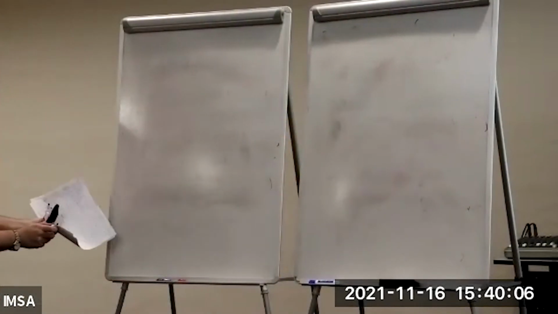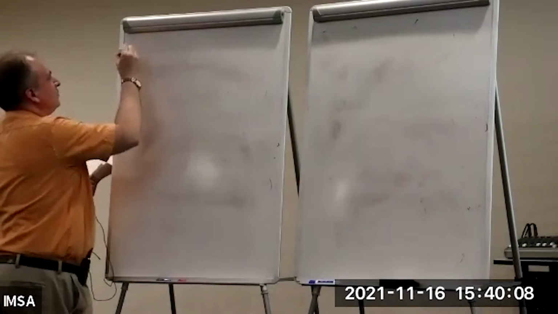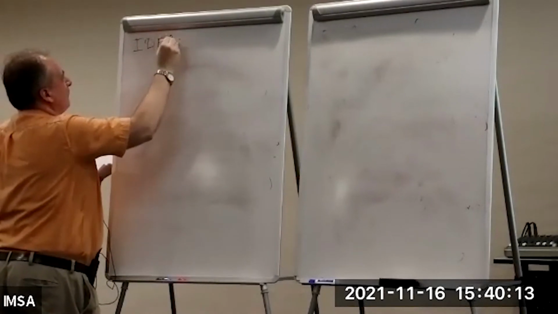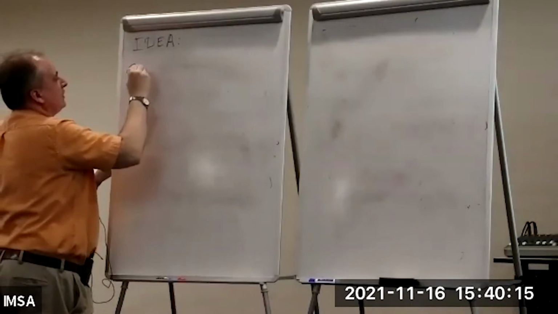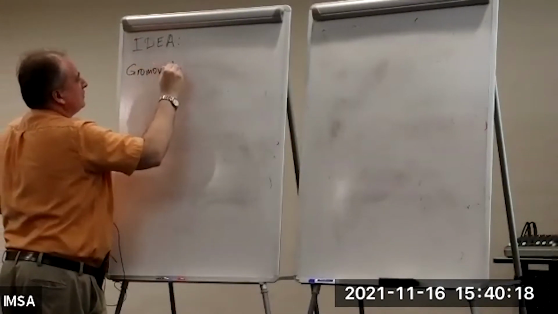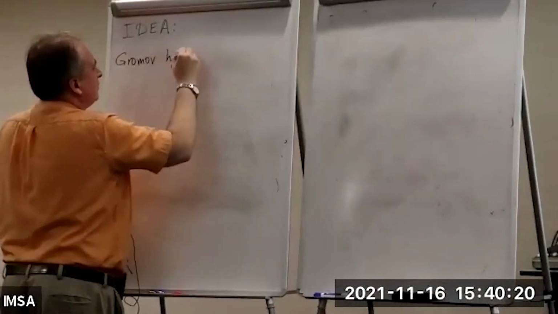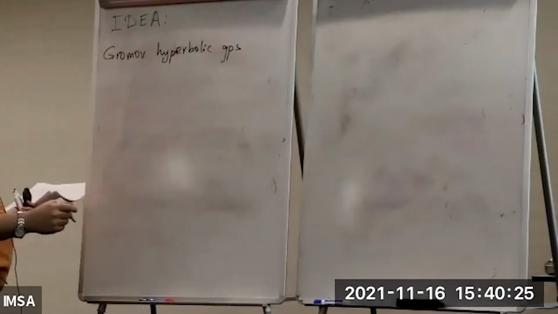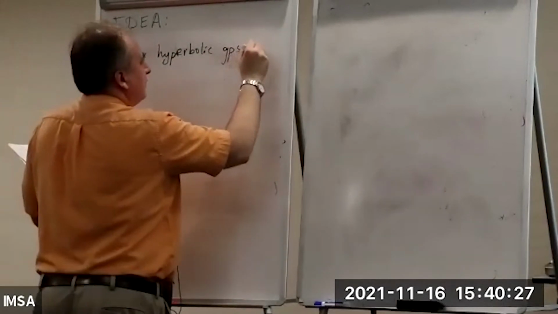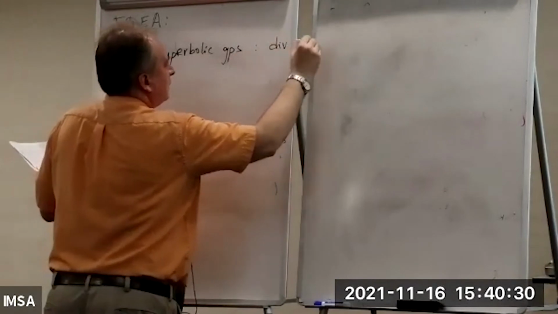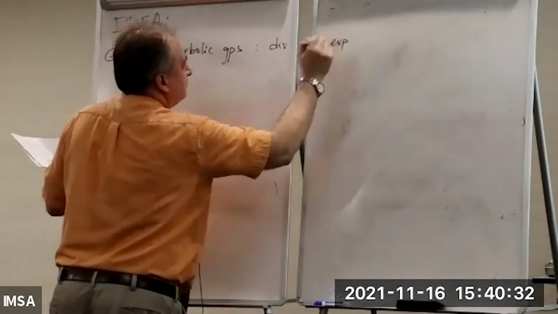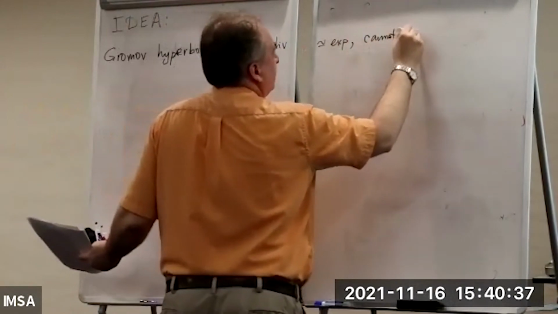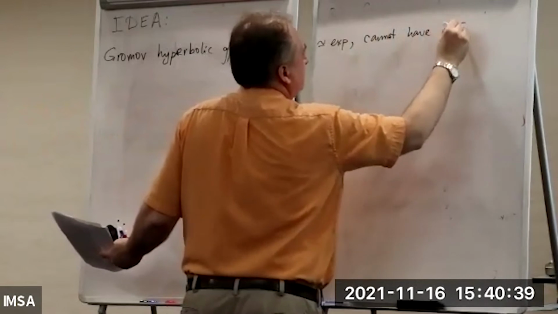So there is a class of Gromov hyperbolic groups. Their divergence is exponential, and they cannot have Z plus Z subgroups.